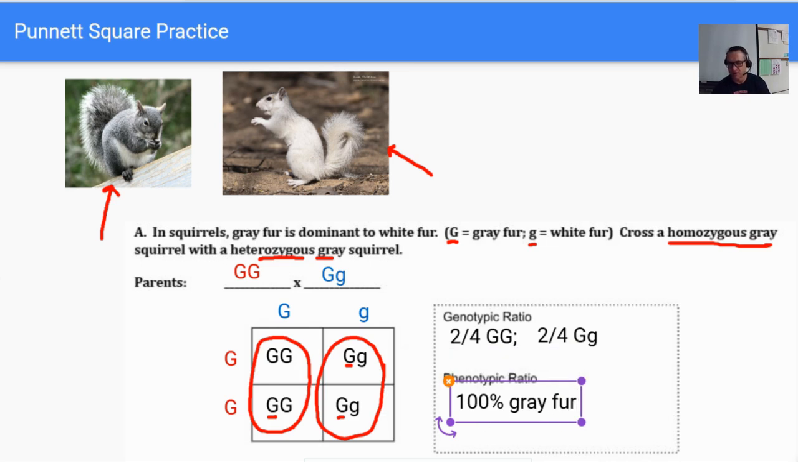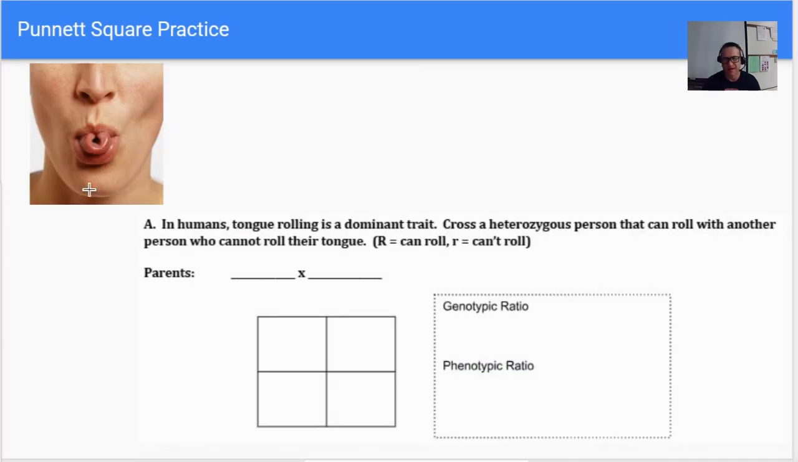All right, we'll try a couple more. Another example: in humans, tongue rolling is a dominant trait. If you can do that with your tongue, it's a dominant trait. So big R for can roll. That's the dominant allele, can roll. And little r is the recessive can't roll allele.